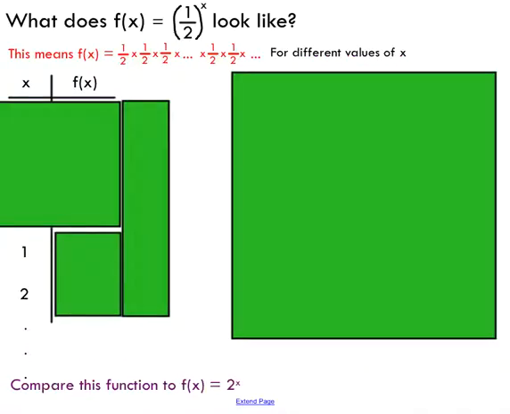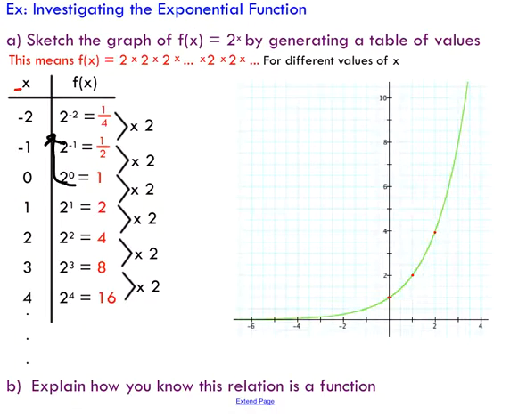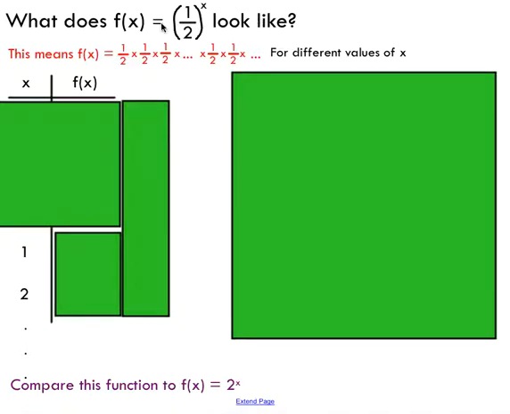Okay, just another quick little example here, showcasing the difference between 2 to the power of x and 1/2 to the power of x. Same question, what would this look like? Well, if I pick different values of x, what this tells me is that I'm going to multiply 1/2 by itself however many times I need to for some given x value. So I'm going to pick any given x values and generate a table of values similar to what I did in the last example.